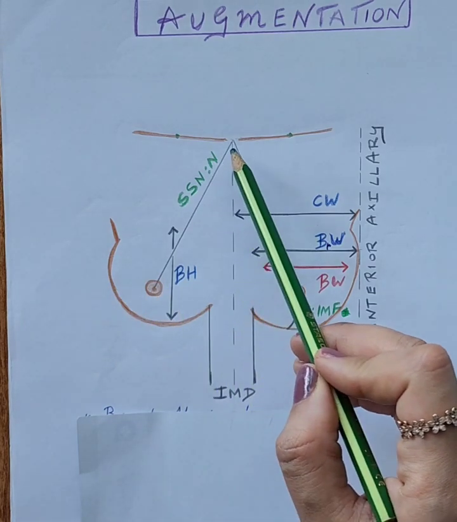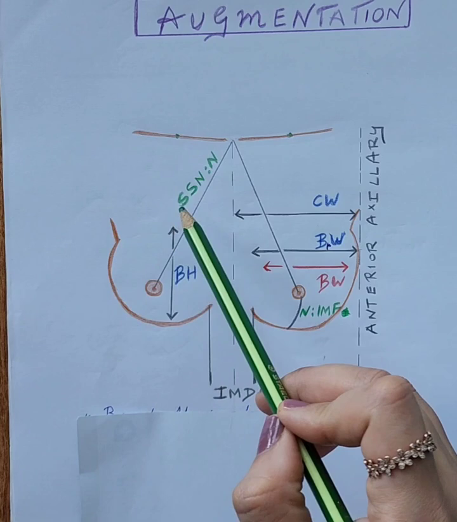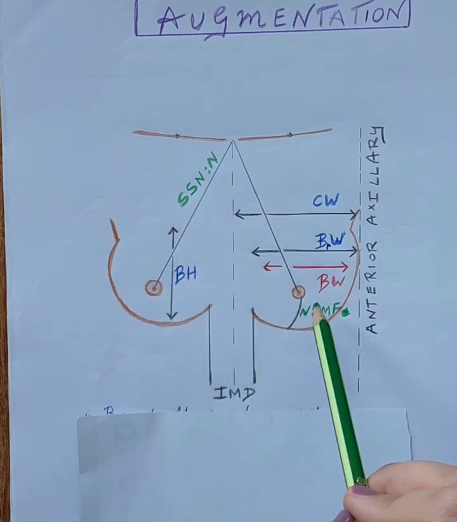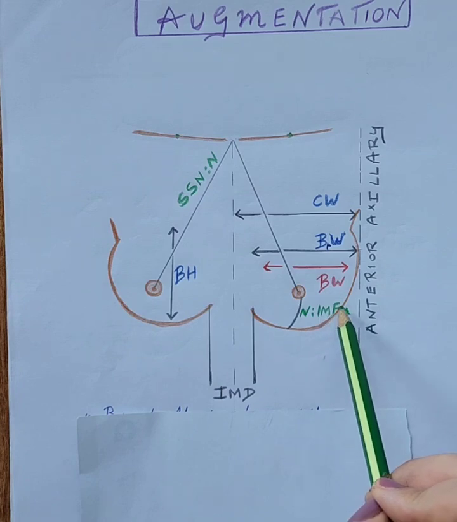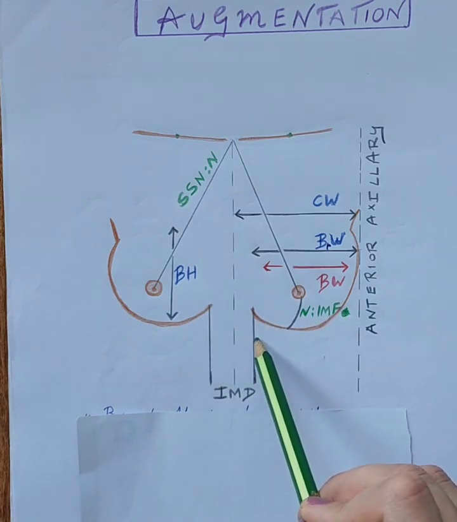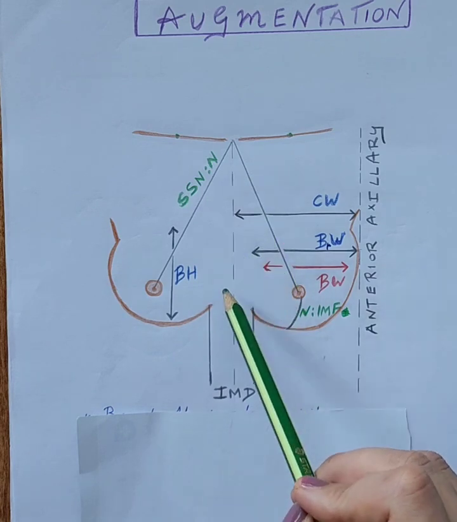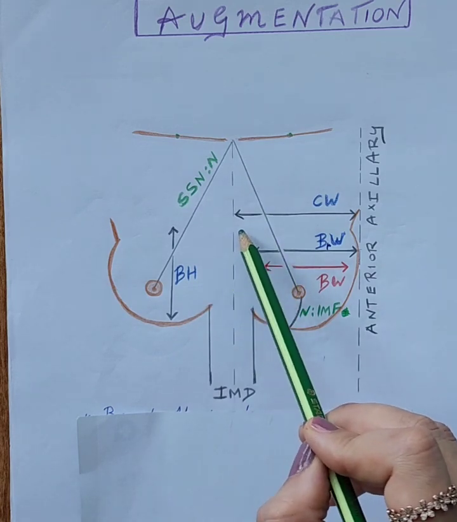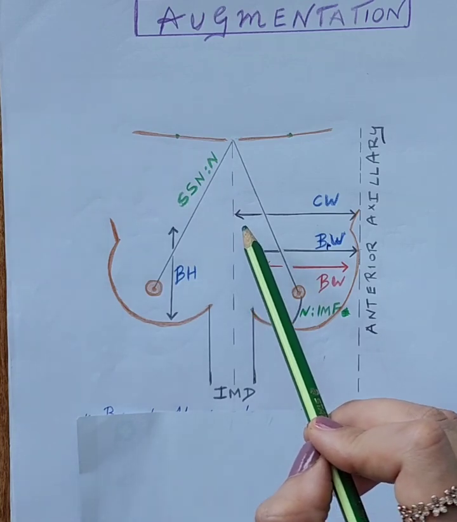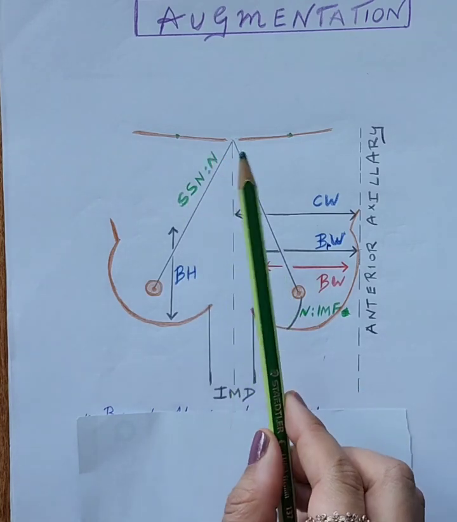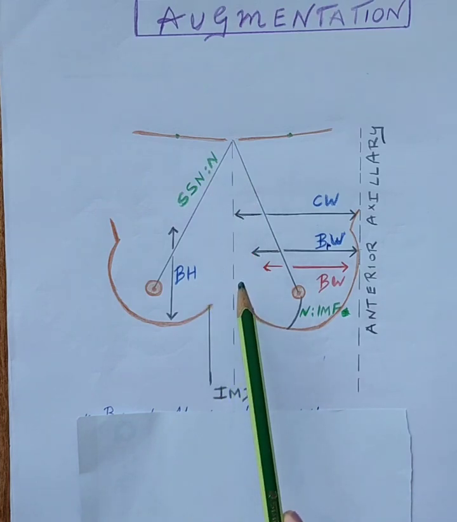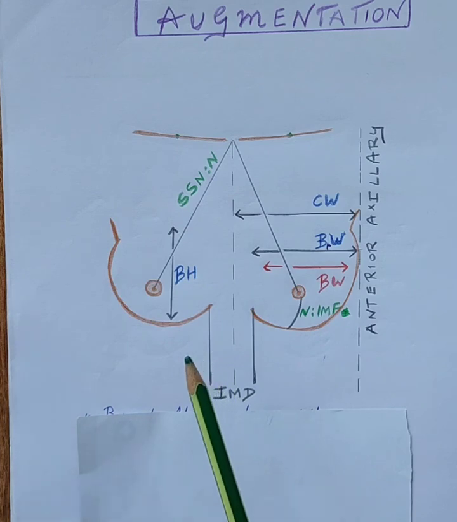So we know this marking as well, which is from the suprasternal notch to the nipple distance, and we also know about the inframammary fold marking and the intermammary distance. Usually this IMD, that is at least 2 cm on either side of the midline, is considered to be a no-go area. So whenever you are doing any form of breast surgery, you do not violate this region, otherwise it can lead to symastia.